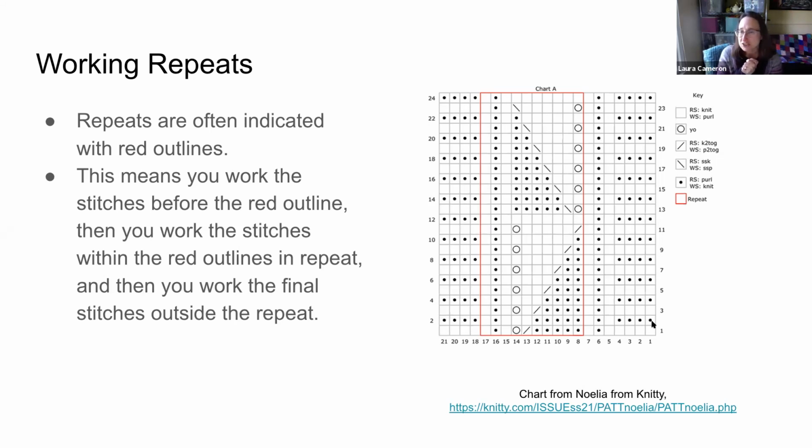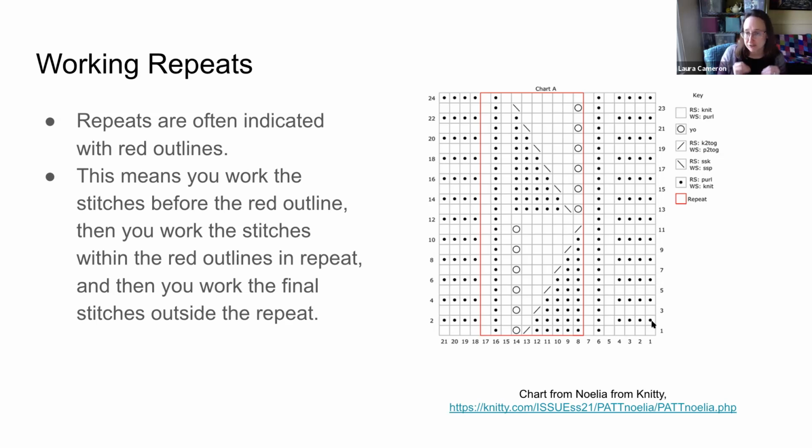So the way to read a chart is the repeat will be indicated in red, almost always in red, occasionally in another color. I should say, charting conventions are fairly standard. Most of the time, the symbols will be fairly standard. You'll have a blank box for a knit, a dot for a purl, your slashes either way for your knit 2 together and your SSKs, the O for a yarn over.